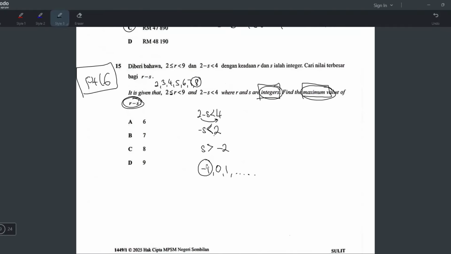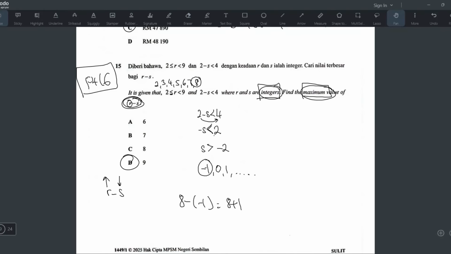So 2 and negative 1, that's not going to be the maximum. 3 and negative 1, no. It should be 8 and negative 1, right? For R you should choose the highest one, for S you should choose the lowest one. That way you can get the maximum value, right? That is why it's 8 minus negative 1, positive 9. 8 minus negative 1 is the same as 8 plus 1. That's why the difference is 9. So that's the answer. Alright, that's all.